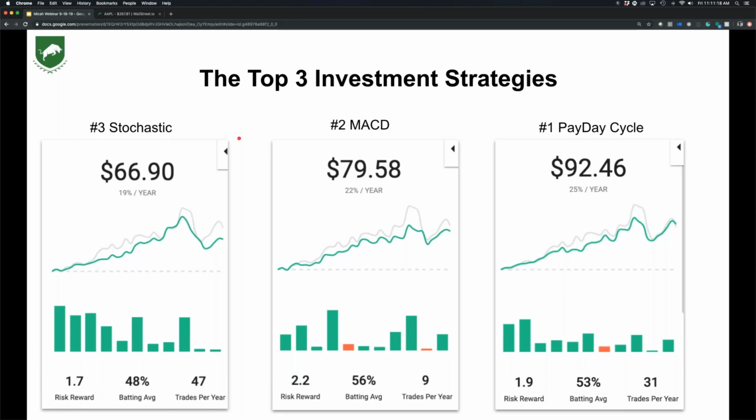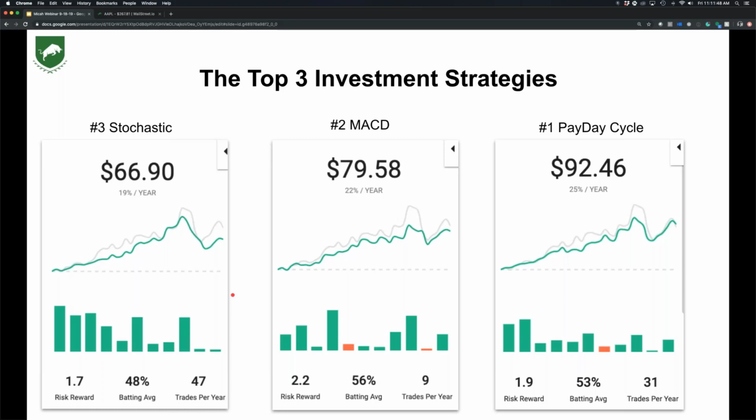Now, stochastics is a cool strategy, basically using a stochastic crossover. Some of the big advantages of the stochastic is that it's very frequent. You're getting, as you can see by the strategy card, about 47 trades a year off a stochastic cross just on Apple, and that's just one stock. So if you like really active trading, you're going to be trading about once a week with that. Now, one of the disadvantages, though, with the stochastic is that sometimes you miss out on the second half of the move because it gets you out too early. The average duration of a stochastic strategy is only about 3 or 4 days.